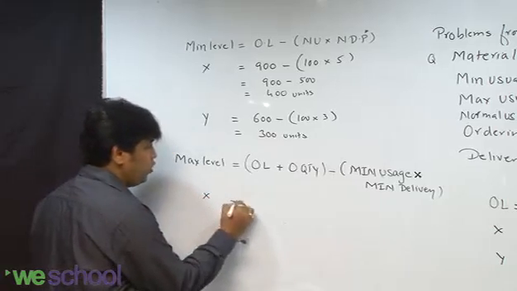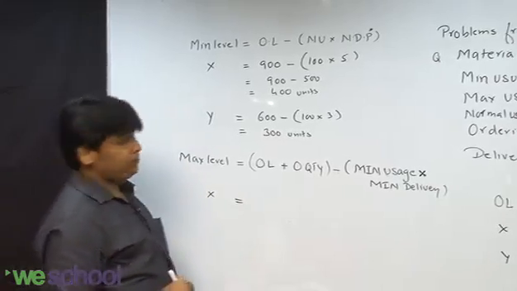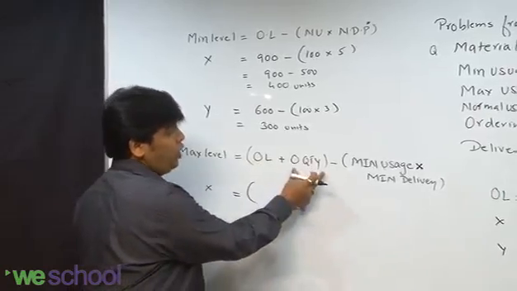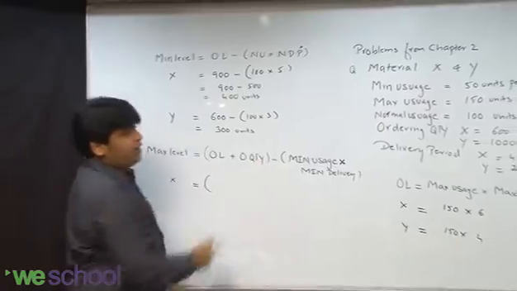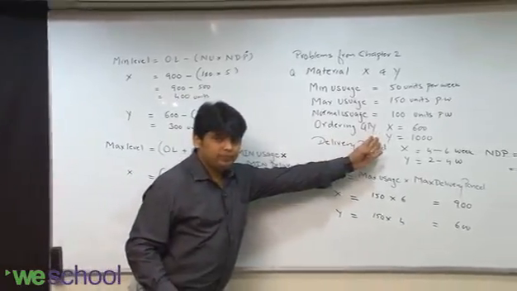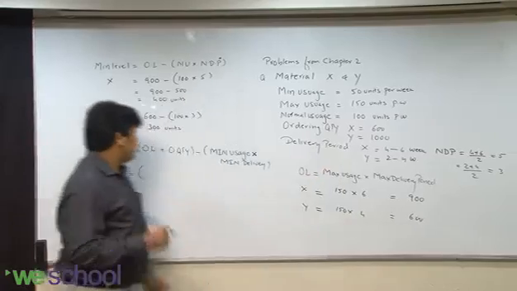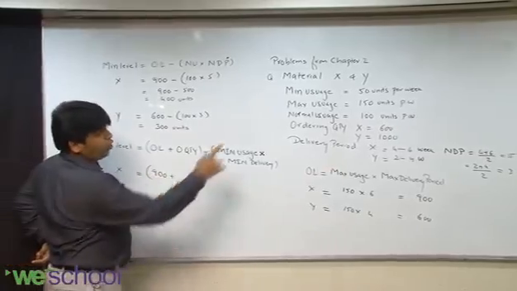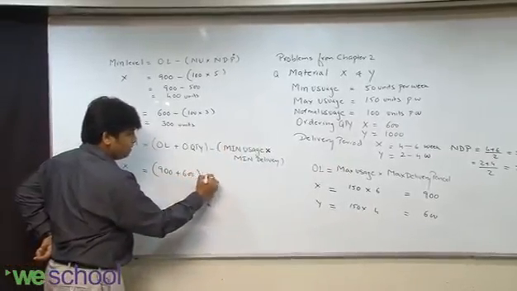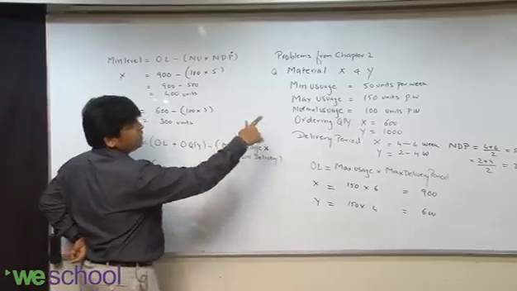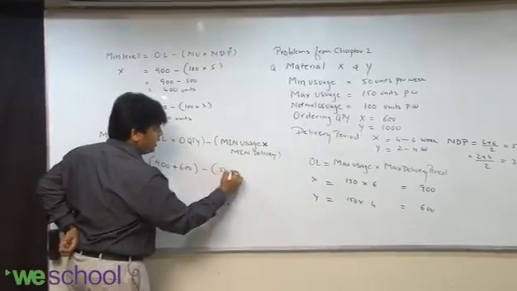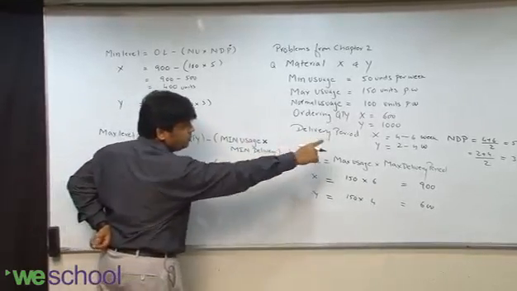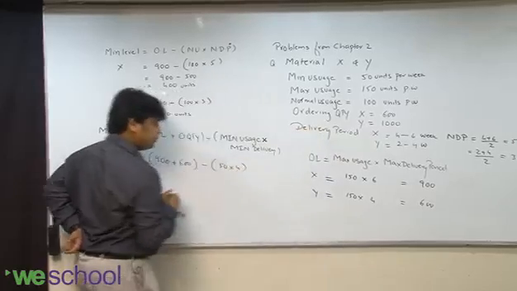So now we will go for the next, the maximum level. The maximum level formula is ordering level, which we have calculated, and ordering quantity. Ordering quantity is here. So let us start. Ordering level for X is 900 plus ordering quantity 600 minus minimum usage. Minimum usage is 50 per week into minimum delivery period. Minimum delivery period of X is 4.